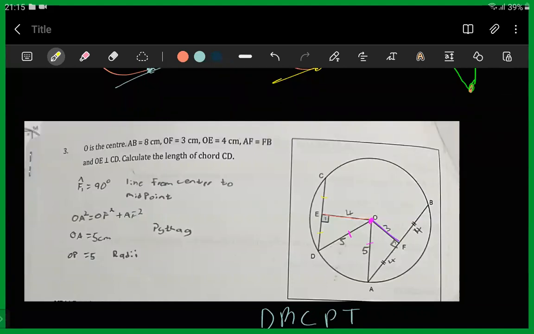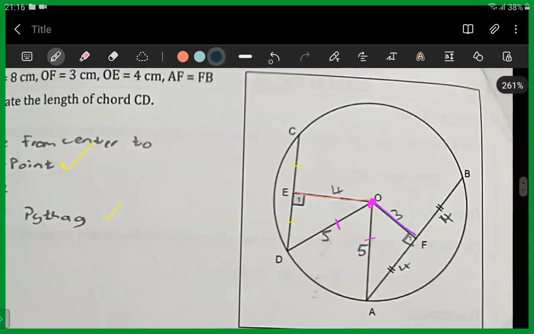So the idea is, if you're looking at where CD is, it is the part of the sketch that has the least information. So the last thing you want is to bother yourself with CD when you do not yet have information around here. But I see here you wrote that OFA is equal to 90. Okay. Line from center to midpoint. Yes. Okay, that's fine. And then you wrote here OA squared is equal to OF squared plus AF squared. That's Pythagoras.